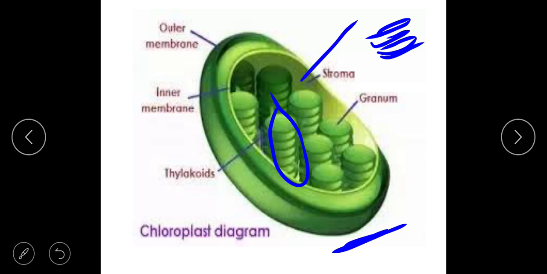The stroma as well as the thylakoid, both of them are involved in photosynthesis. The food which is being synthesized, we normally say the carbon dioxide is reduced to carbohydrate. It means the process where the food is synthesized. You just have to remember that in the thylakoid membrane, the chlorophyll is present, which helps in absorption of the light. And then in the stroma, the food is synthesized.